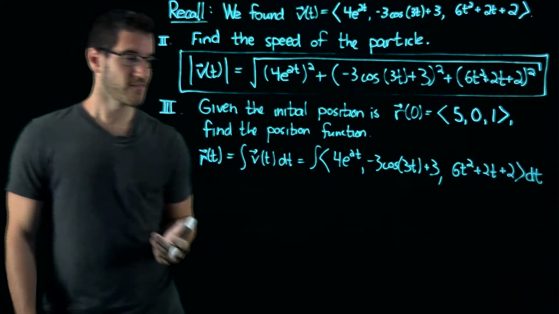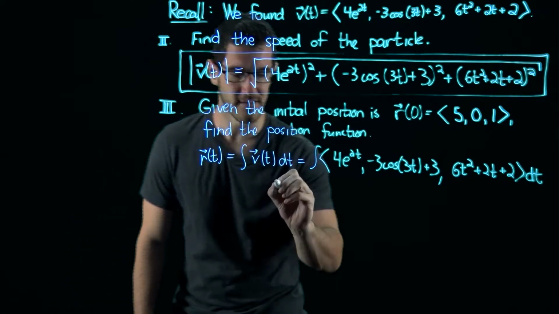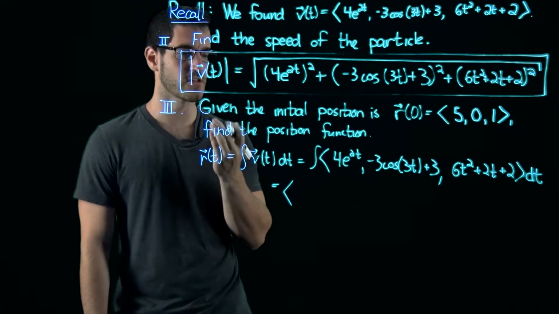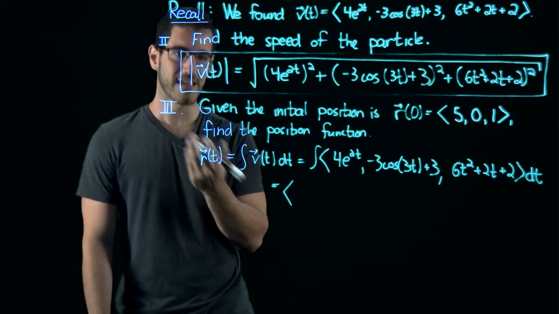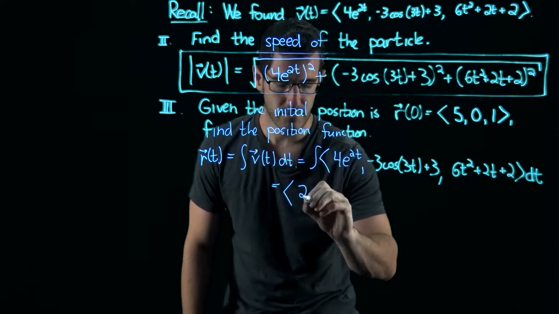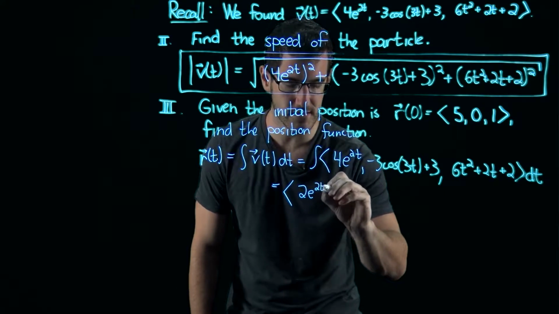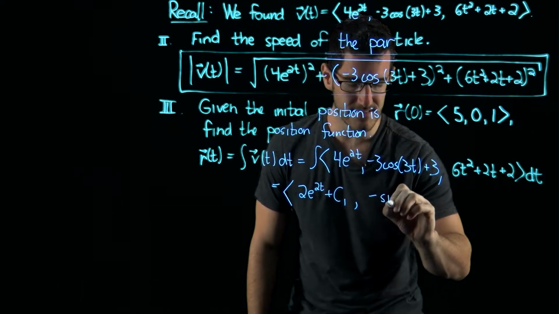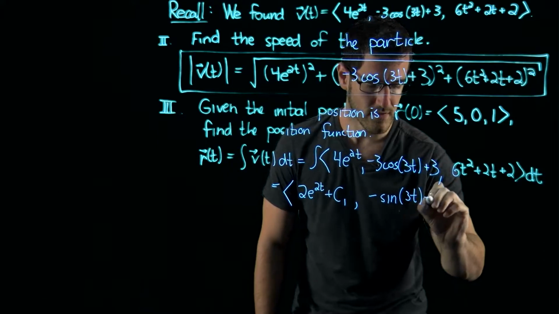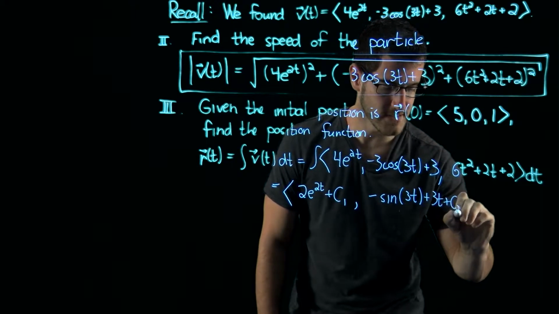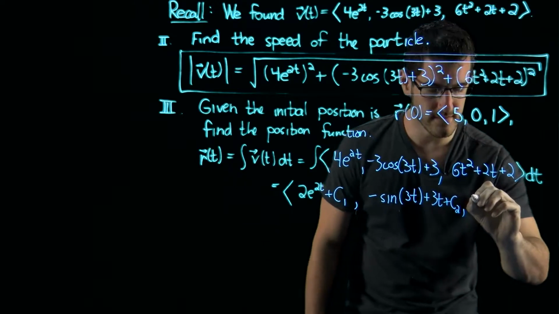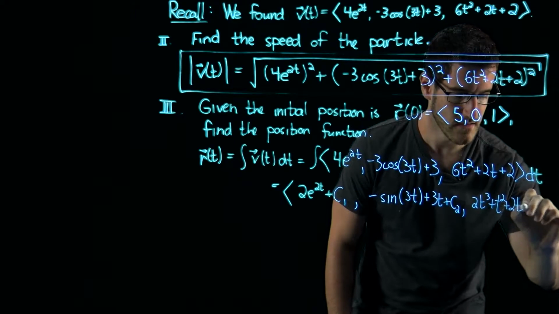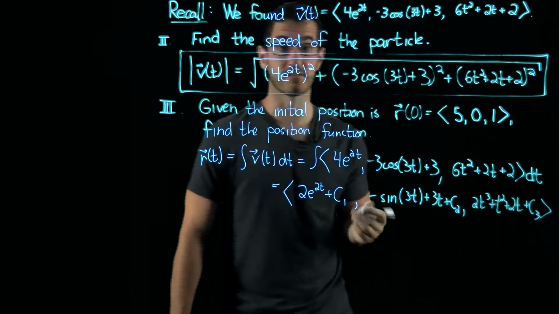Well, how do we integrate a vector valued function? We integrate each component separately. And when we do that, we really have to treat this like 3 separate problems. So when we integrate, we get a constant. We're going to get 3 different constants again. So we integrate that first component and get a 2e to the 2t plus c1. Second component is going to give me a minus sine of 3t plus 3t. And we need another constant, so c2. And the last one, we'll get a 2t cubed plus t squared plus 2t. And we'll have one more constant, which we'll call c3.